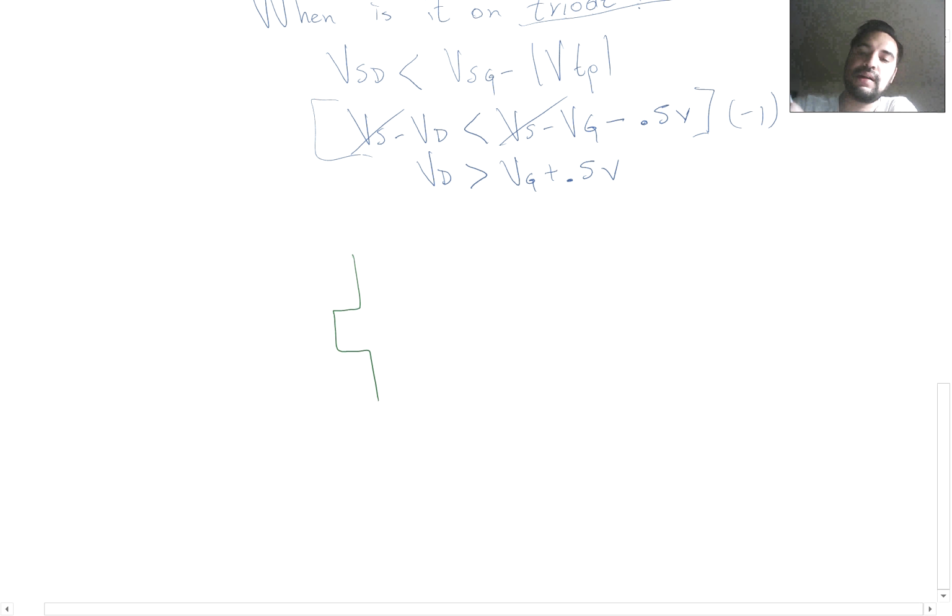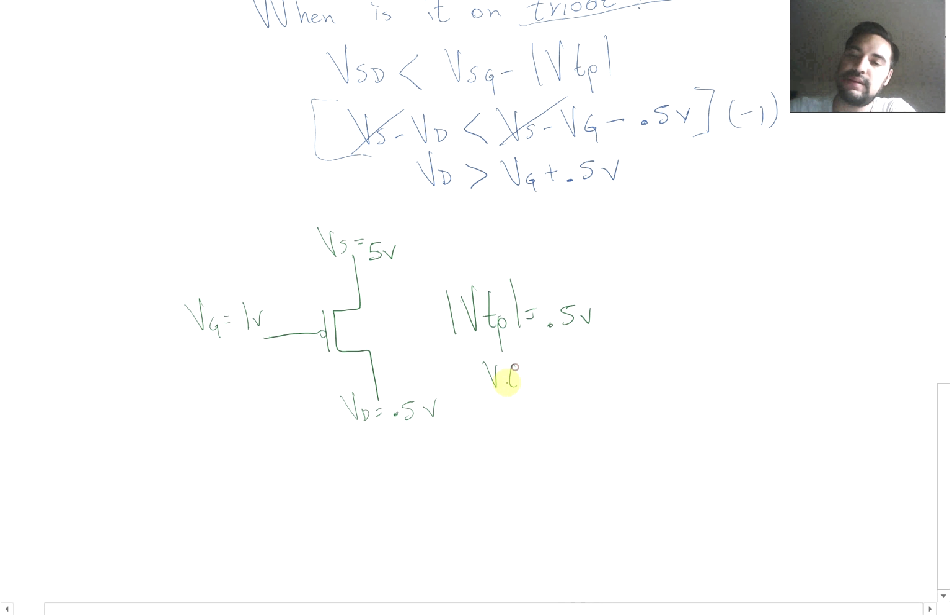Let's say we want to know if it's on, and if it's on saturation or triode. So let's put a Vg of 1 volt. Let's have this as 5 volts, and let's have this as 0.5 volts. This is source, this is drain, and this is the gate. Again, our VTP is going to be 0.5 volts, or same thing. Remember, it's absolute value, so it's always going to be positive.